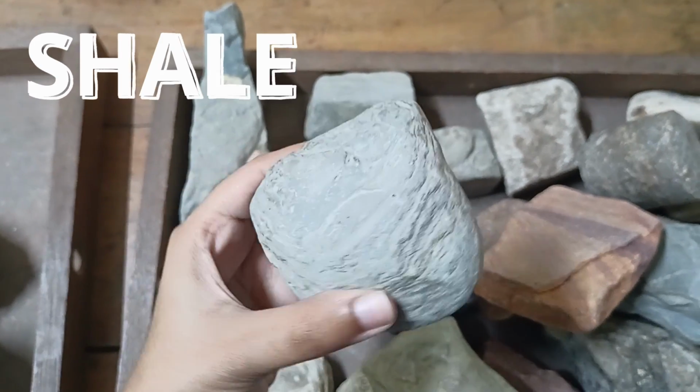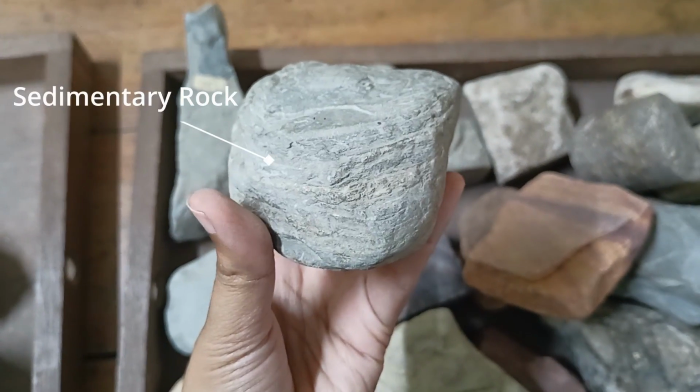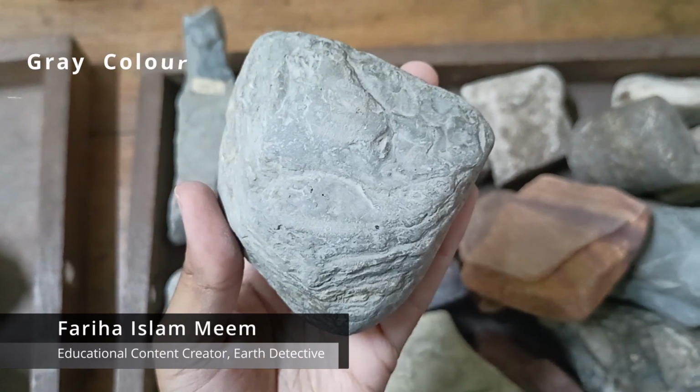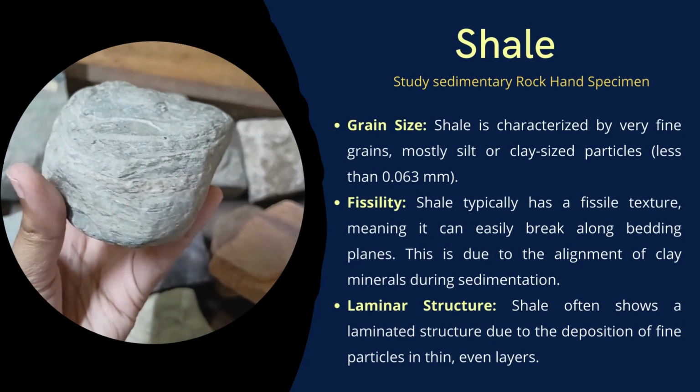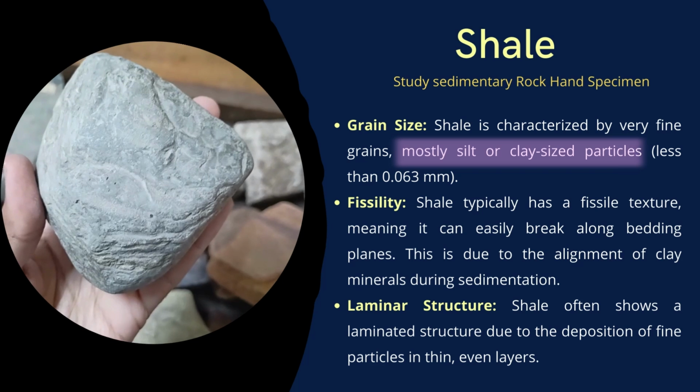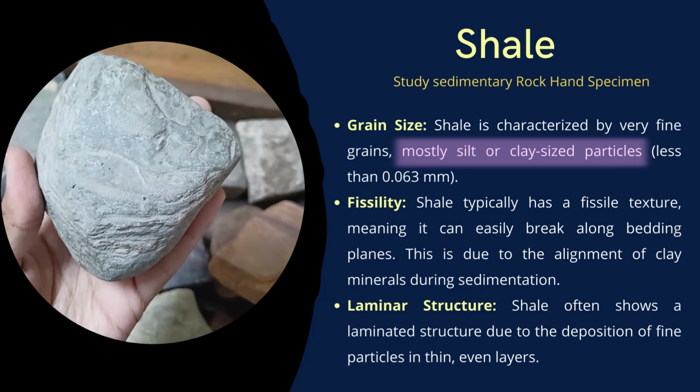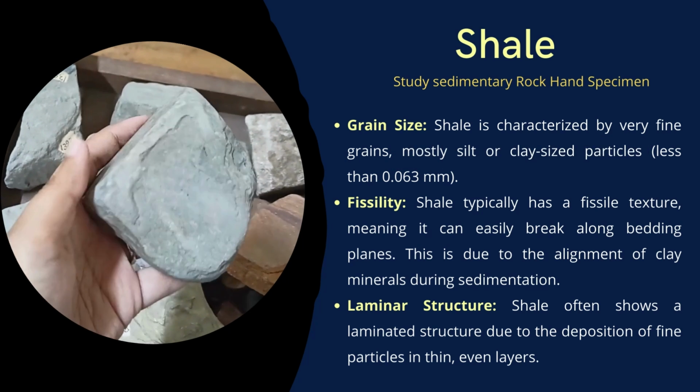Today we are going to study shale, which is a sedimentary rock. You can see this rock is grey in color and poorly porous. Shale is made up of very fine particles, mainly clay and silt-sized grains, making the surface feel smooth.